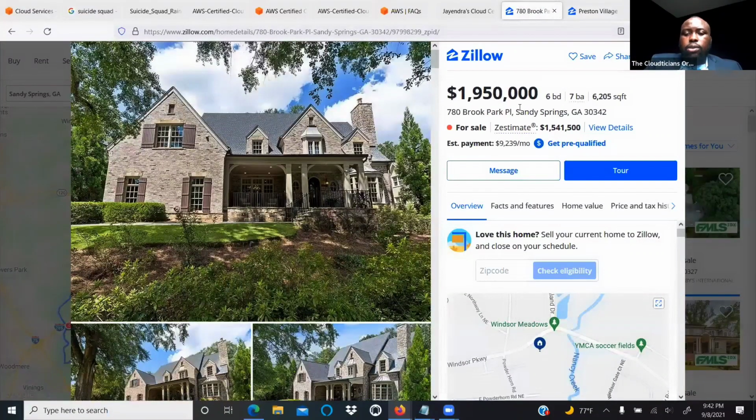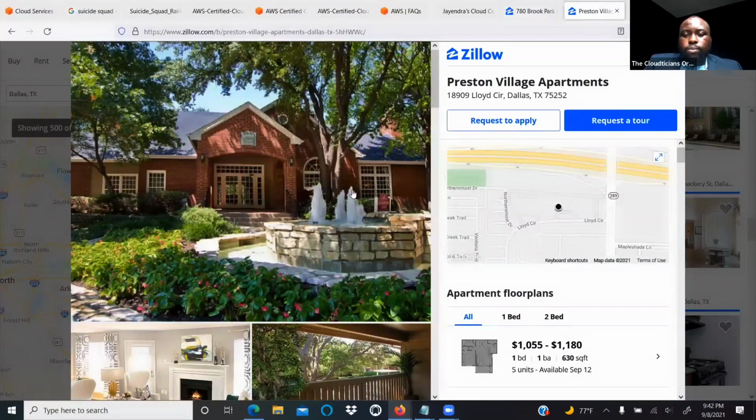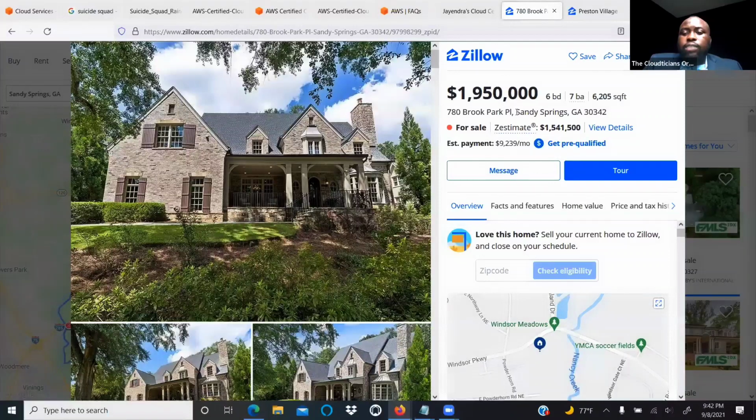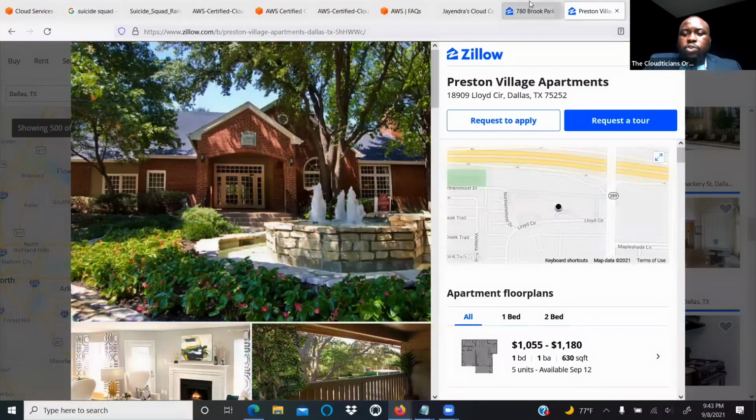Don't look at the prices. What is the difference between this house and this one? This house is in Sandy Springs, Georgia, and this one is in Dallas, Texas. What's the difference in these two houses?